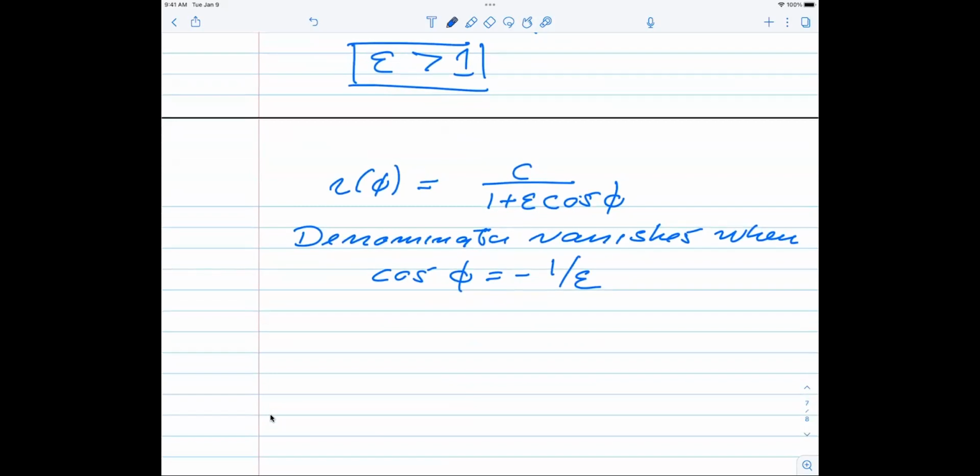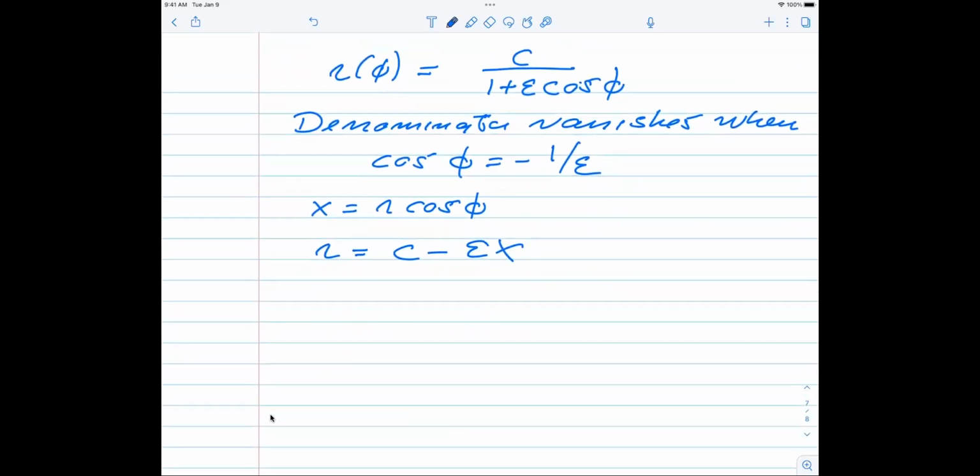So we do the same exercise now. So we multiply with 1 plus epsilon cosine phi on both sides. And we introduce again that x is equal to r times cosine phi. So what we get then when we multiply out 1 plus epsilon cosine phi here, then we have r is equal, and then we move over epsilon times x. We have an epsilon multiplied with x here. And then we do the same trick. We square these equations. We did the same when we did the elliptical and the parabolic orbits.